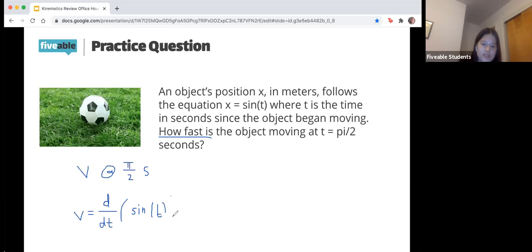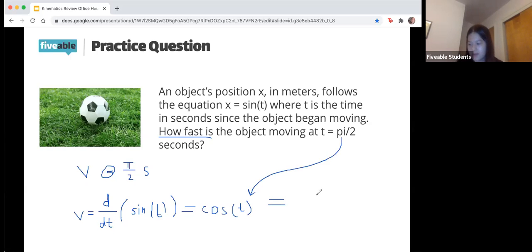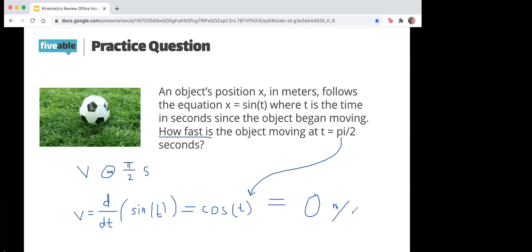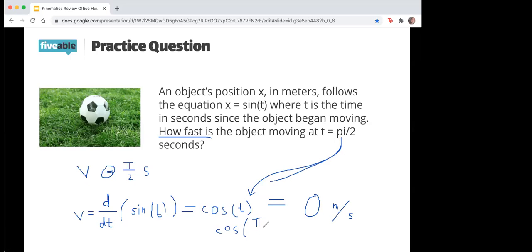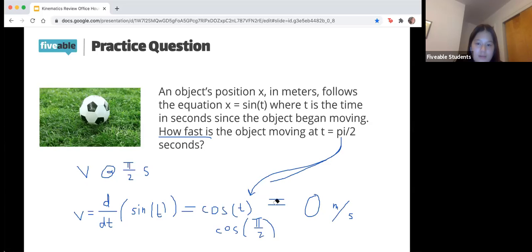The derivative of sine t is cosine of t, so some calculus knowledge. And then from here, we can just plug pi over 2 straight in. Cosine of pi over 2 is 0. Wait, sorry, I skipped a step. It's supposed to be cosine of pi over 2. Right, there we go. Equals 0. Ta-da.